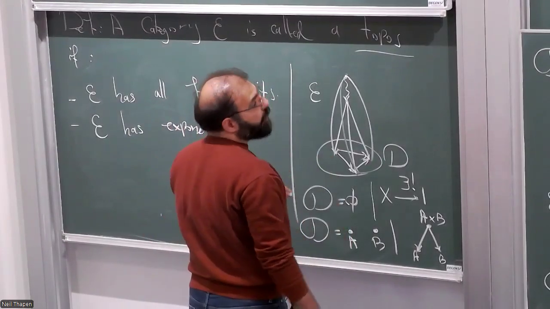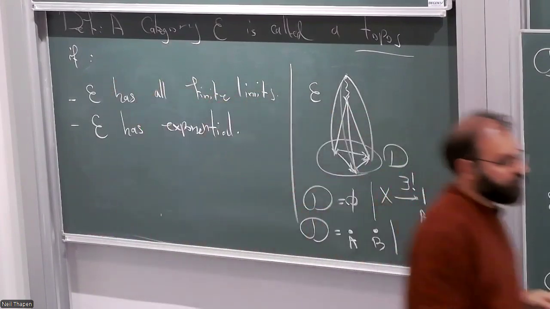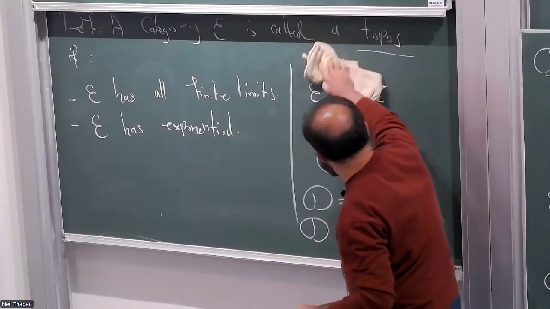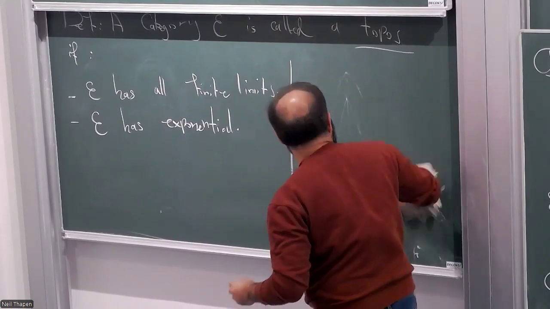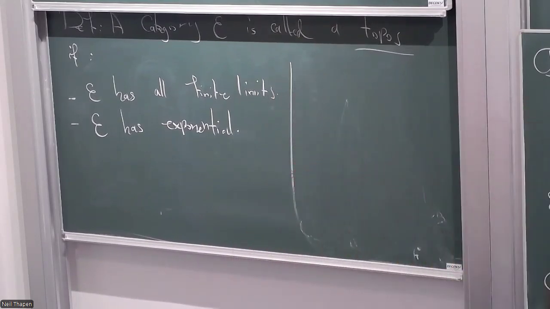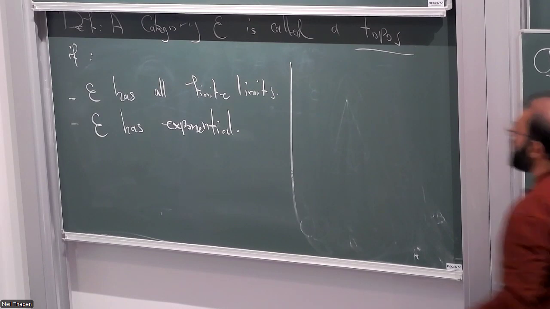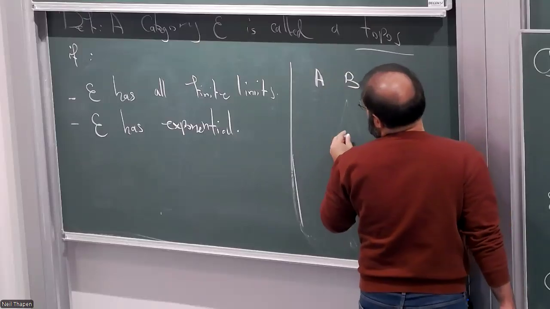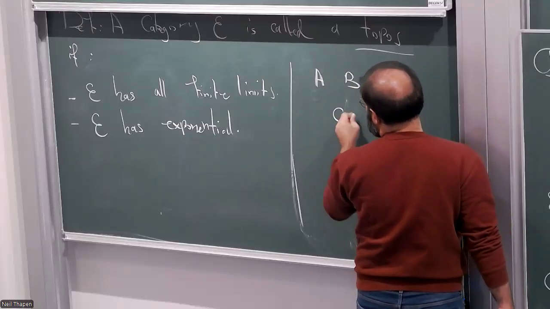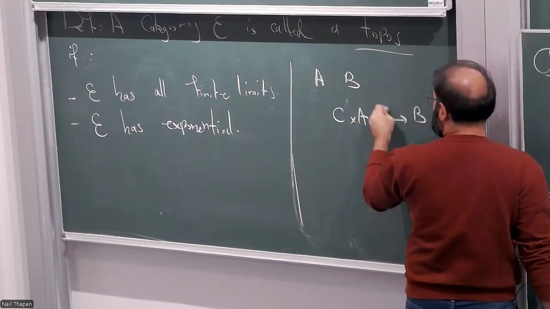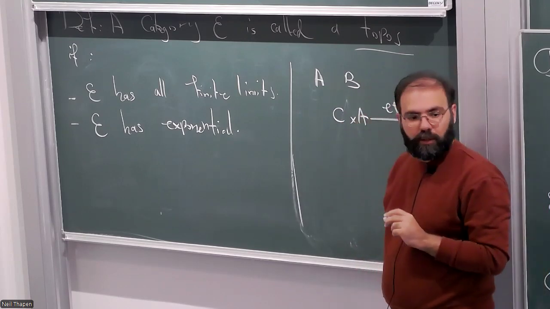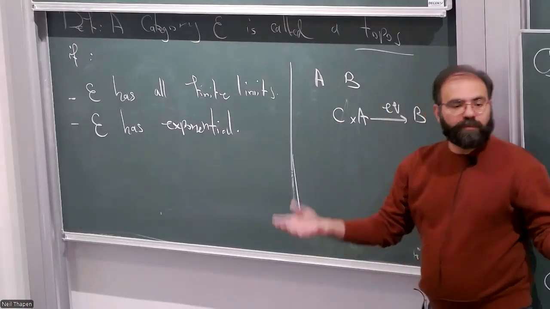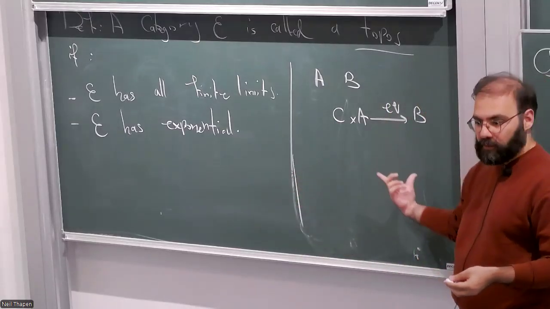And what was exponential? Exponential is just the abstract version of the function space, right? And so the definition was this, easy. You have two objects, A, B, and then C together with a map like this, that I call evaluation, is called exponentiation. So think of C as the set of all functions from A to B, right? And this is just the evaluation function.